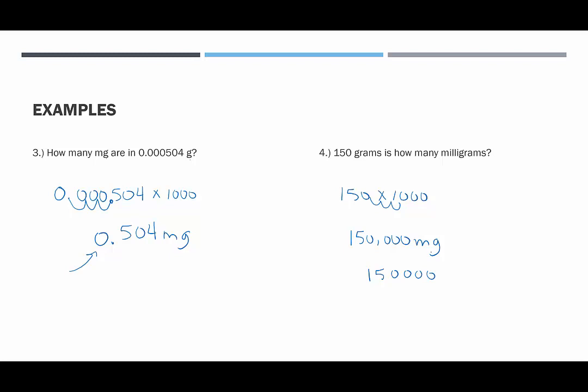These have been examples of converting from grams into milligrams by multiplying by 1,000 or moving the decimal point 3 places to the right. Thank you for stopping by.